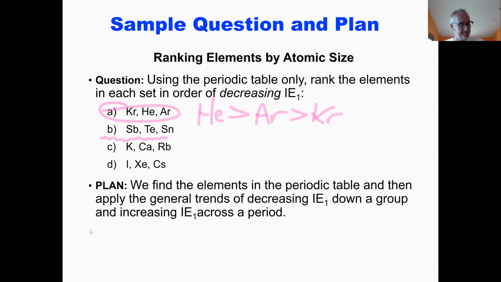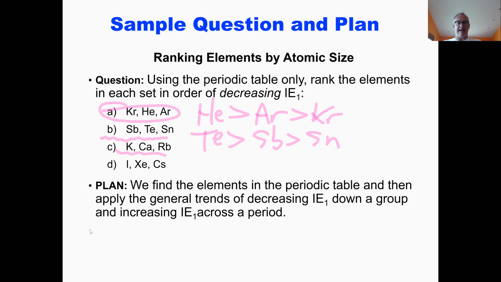Yep, you got them. So what order? Which one would have the highest ionization energy? Which one would have the lowest? Tellurium, the highest, and then antimony, and then tin. So Te has the highest, followed by antimony, followed by tin. Okay.